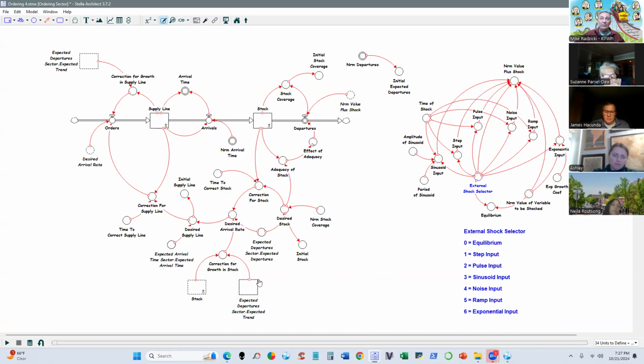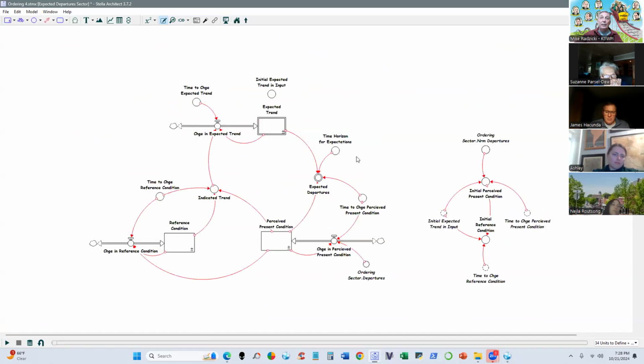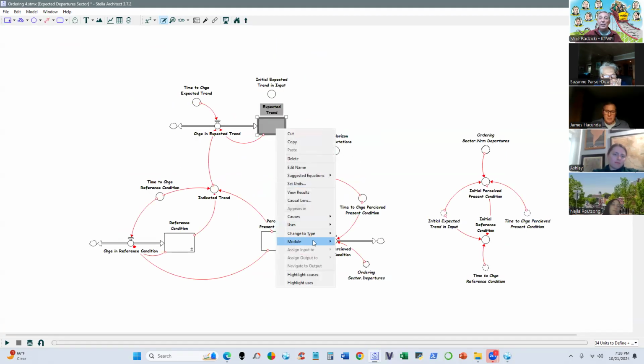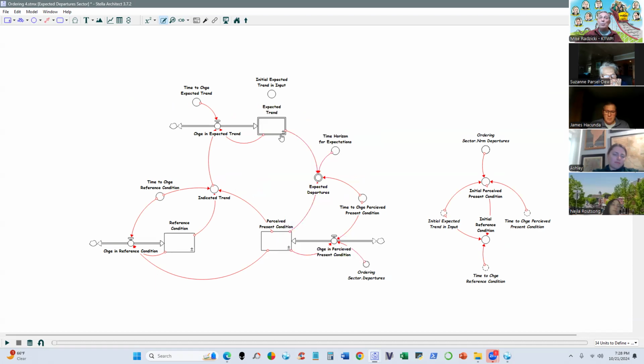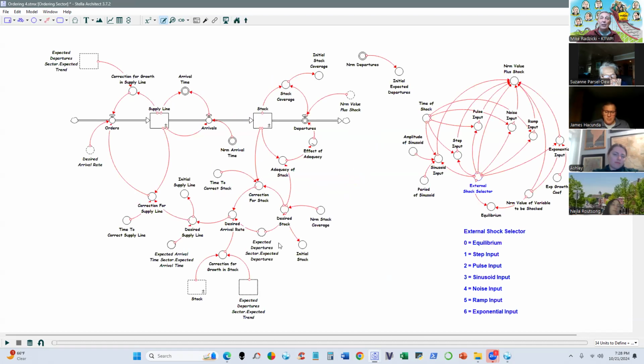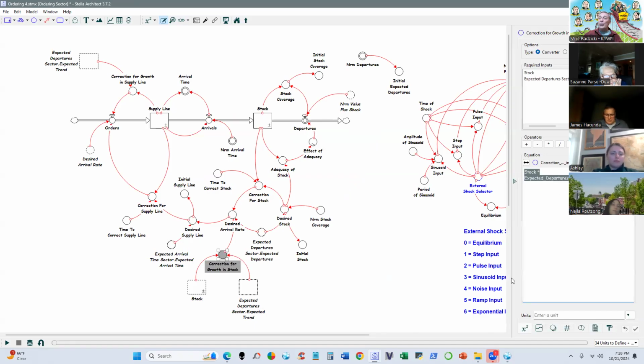Now look at this. Here's the perceived trend in the departures. So how are the departures trending? Here, this provides output. So the expected trend goes over here. So the correction for the growth in the stock is stock times the expected trend.